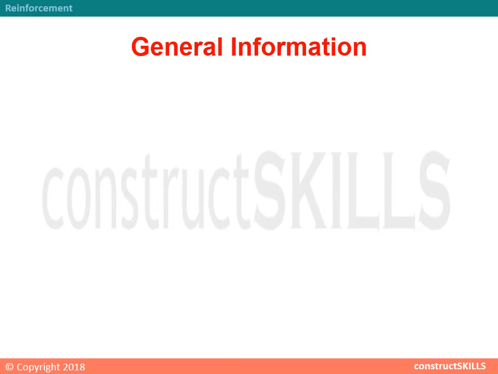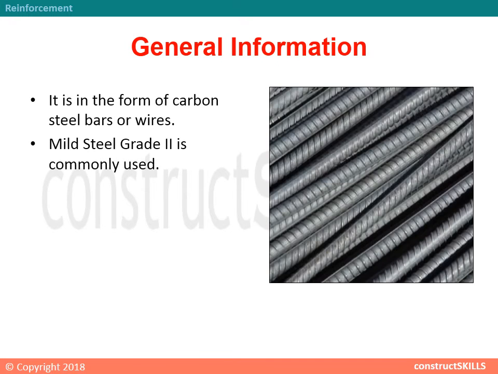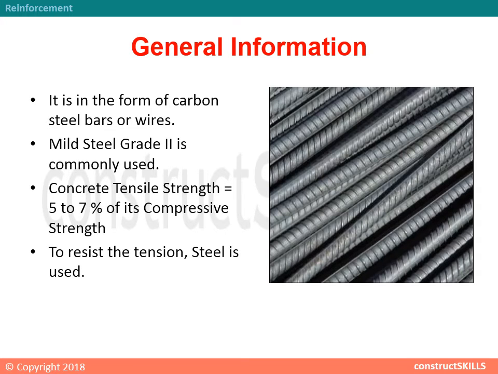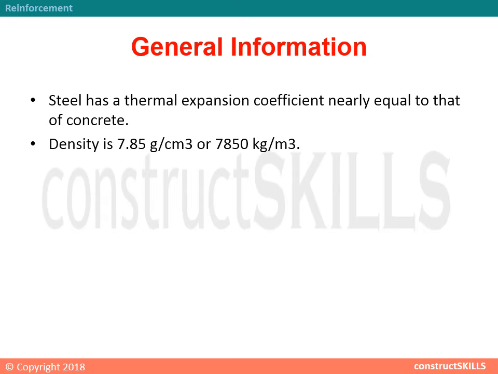Following are the general information of reinforcement. Reinforcement is in the form of carbon steel bars or wires. Generally mild steel grade 2 is commonly used in construction. Concrete tensile strength is equal to 5 to 7% of its compressive strength, and steel resists the tension. Steel has a thermal expansion coefficient nearly equal to that of concrete. Its density is 7.85 grams per cubic centimeter or 7,850 kilograms per cubic meter.